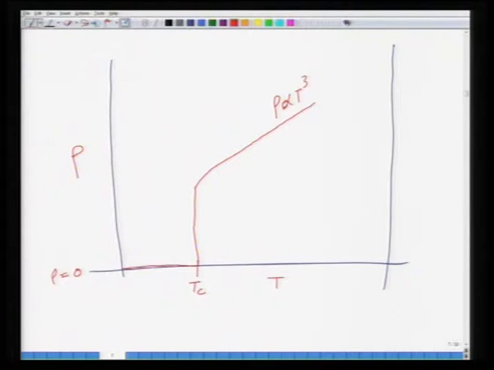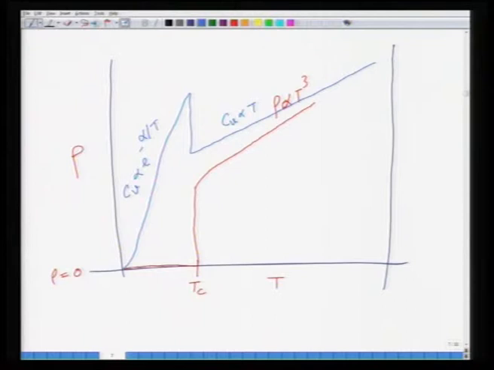But this is also accompanied by a change in the physical properties. For example, one of these is specific heat. So, if I now plot the specific heat, the scales are arbitrary. Except that resistance is 0 below Tc, the specific heat follows a linear relation. Cv is proportional to T at temperatures above Tc, but below temperature Tc, it follows a behavior which is exponential of minus alpha by T. So, this alpha is a constant which depends upon the material.